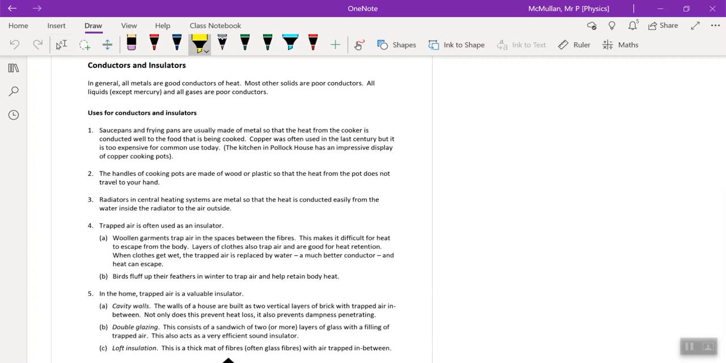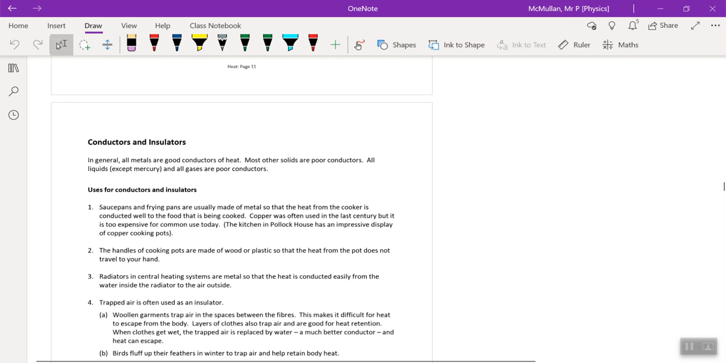Today we're going to finish our discussion about conductors and insulators and move on to convection and radiation. Page 12 here gives us a summary of conductors and insulators, where we can see that in general all metals are good at conducting heat and non-metals are poor conductors.